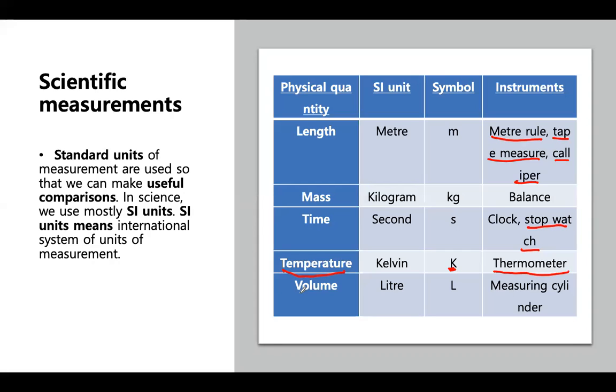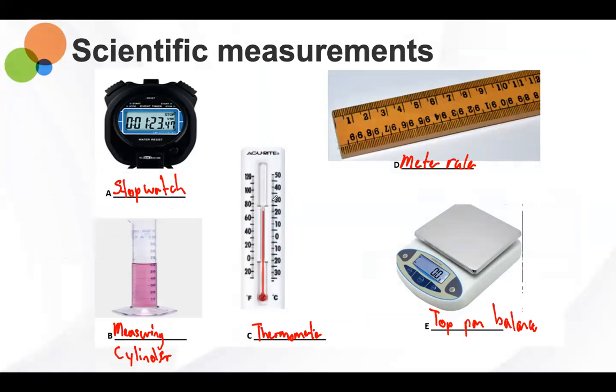And we said that the next physical quantity is volume. The SI unit is liter, the symbol is L, and the instrument we use is the measuring cylinder. They are essentially the same thing. So this is what a measuring cylinder looks like, and it is used to measure volume.